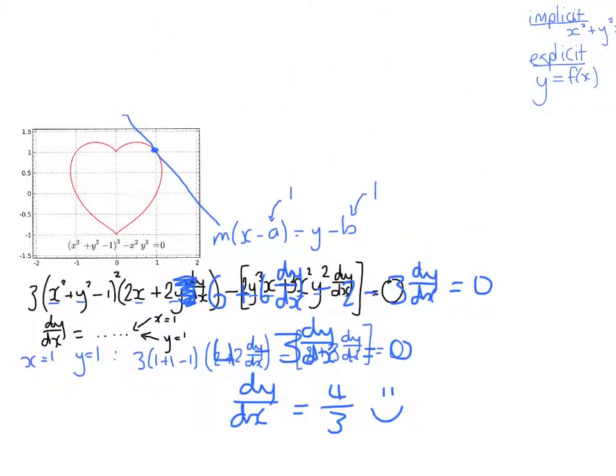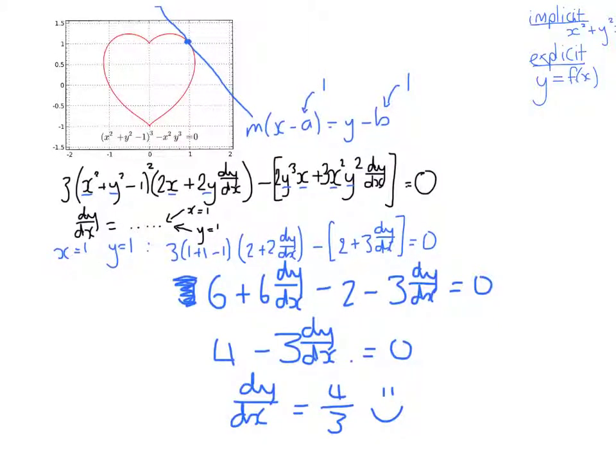Hang on, I was trying to move that out of the way. So here's my gradient function at the top, and I've now got the gradient as well, 4/3. So that blue line, the equation of the tangent to the heart at the point (1, 1), is 4/3 (x minus 1) = y minus 1.